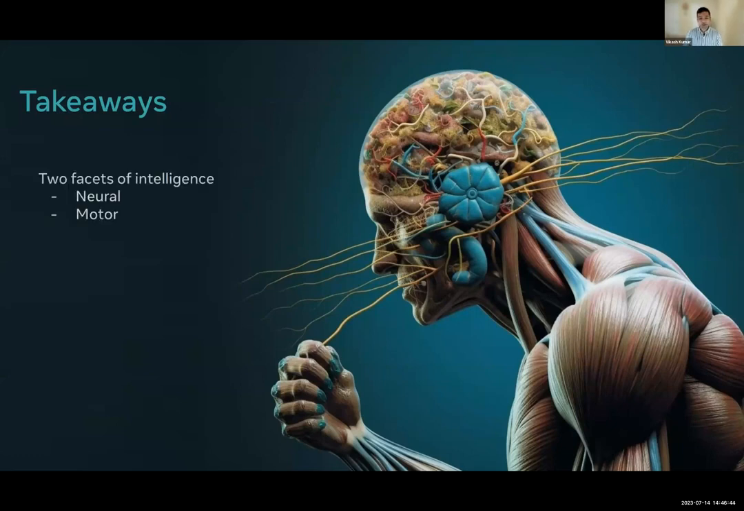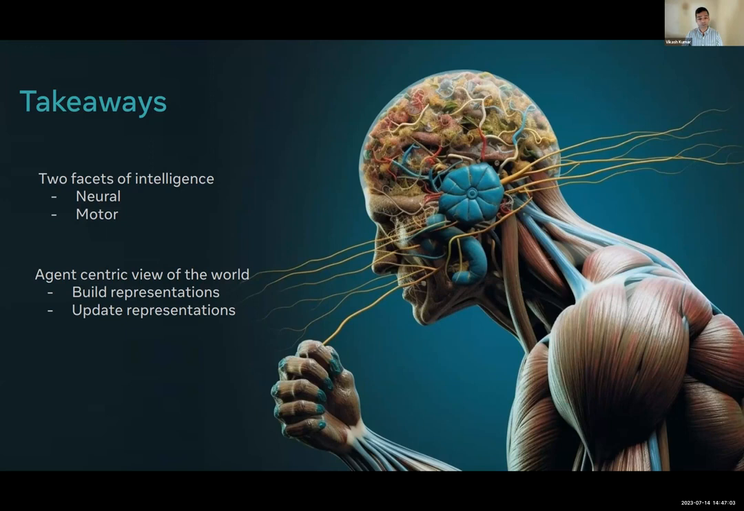I mentioned that there are two facets of intelligence, and perhaps it's very important to study them together because there are interesting cross correlations between them, and we can do quite amazing things by learning lessons from one and transferring them to the other. I also argue that an agent-centric view of the world is quite interesting to look into. And in this view of the world, building representation and updating representation is the key idea that the brain actually tries to follow. And maybe we can also try to view the world as building representation rather than designing policies.